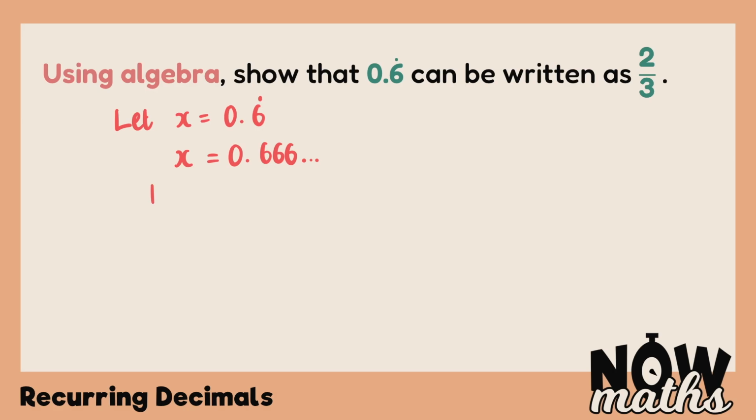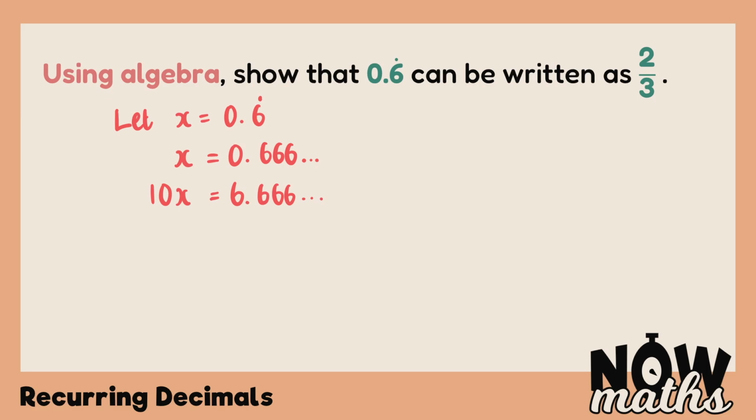If we start off by multiplying x by 10, we get 10x, and if we multiply 0.6 recurring by 10, we get 6.6 recurring because all of the digits shift to the left one place. Now if we look at the decimals that we're left with, if we were to subtract the smaller away from the larger, the 0.6 recurring part would completely cancel out, so we would be left with an integer, a whole number.